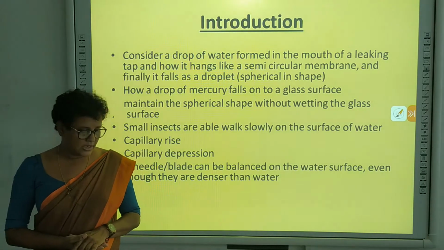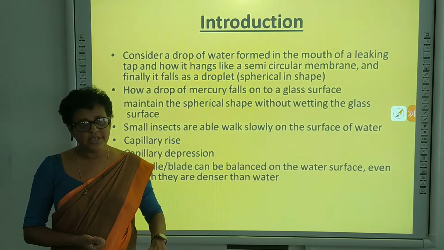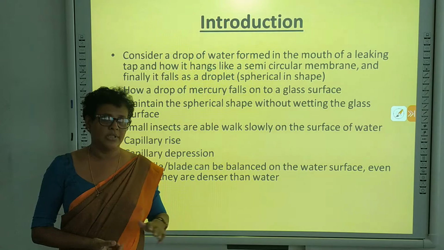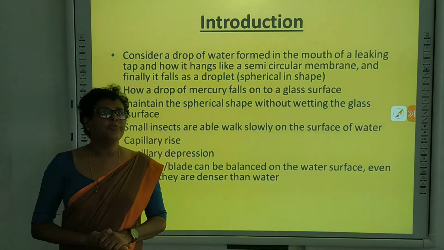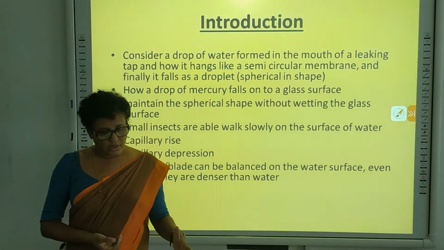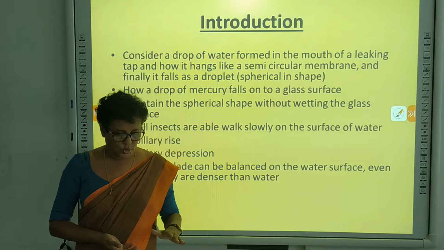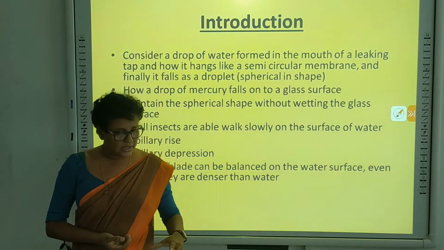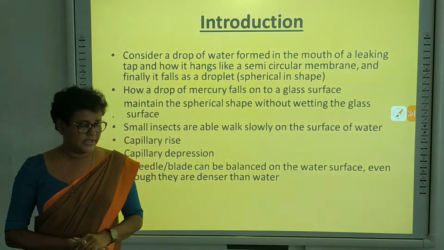Now the needle is denser than water, but still it is floating because of this surface tension. And also you can see that a small insect can walk on this surface very carefully, slowly, without disturbing the surface. And also if you drop some mercury onto a surface, it will not flow. You can see that it will scatter everywhere like small circular beads, because of this surface tension.